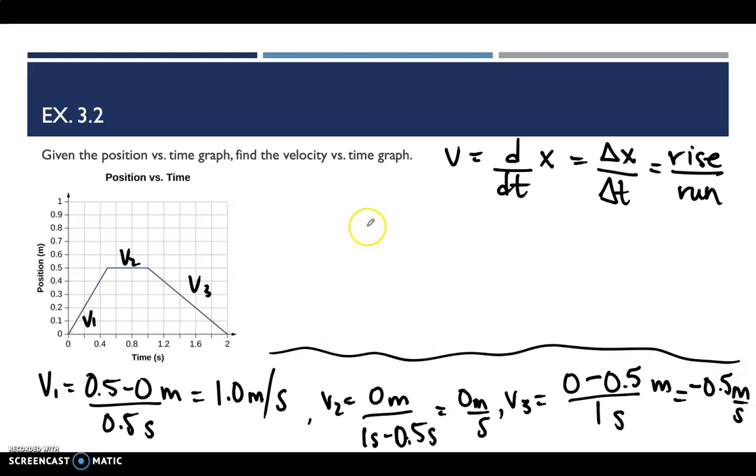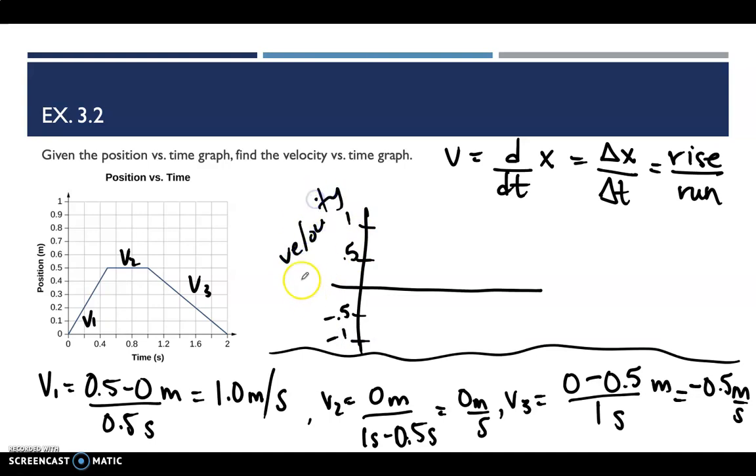Now we want to graph this. So go ahead and draw like that. We have 1, 2, 1, 2. This is going to be negative 0.5, negative 1. This is going to be 0.5, this is going to be 1. So this is the velocity in meters per second. And this is going to be the time in seconds. We go to 2 seconds.